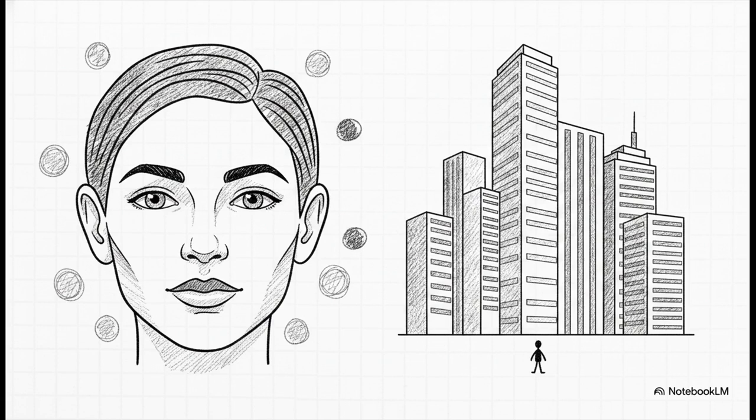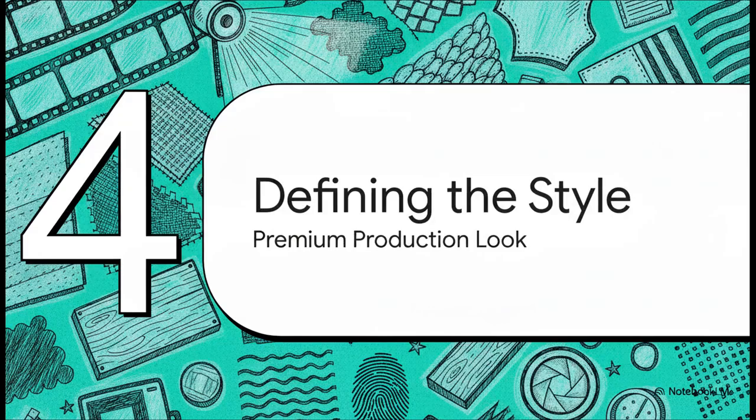But then, the brief strategically calls for a 35mm cinematic lens for the wider shots. That snaps us aggressively back to reality, showing us exactly how small and completely alone he is inside this massive sprawling skyline. Okay, part 4, defining the cinematic style.